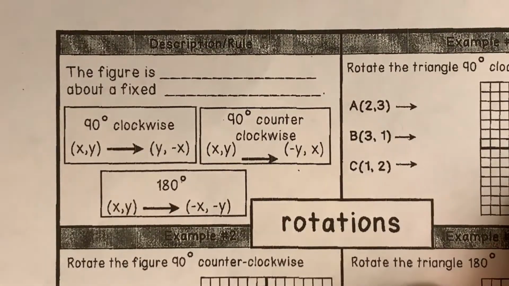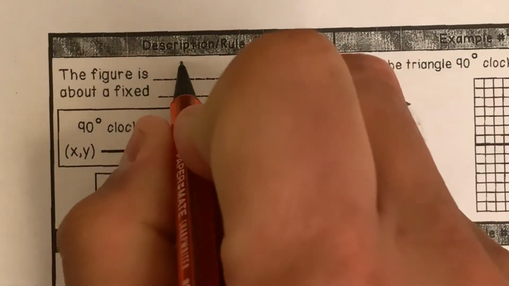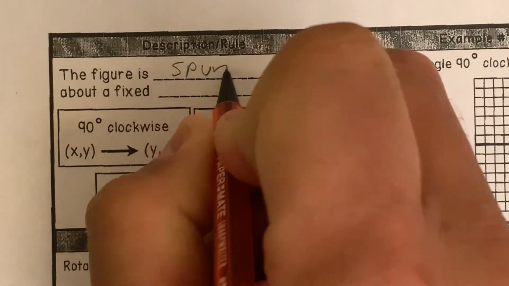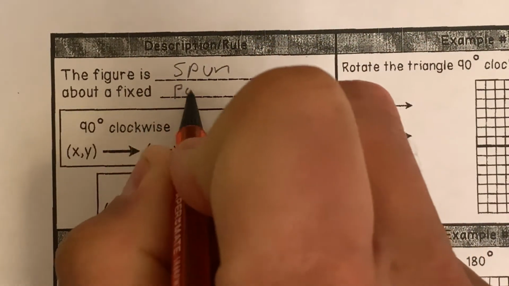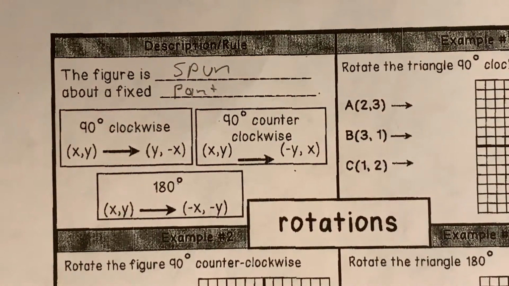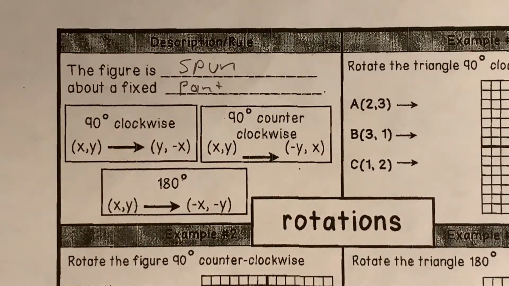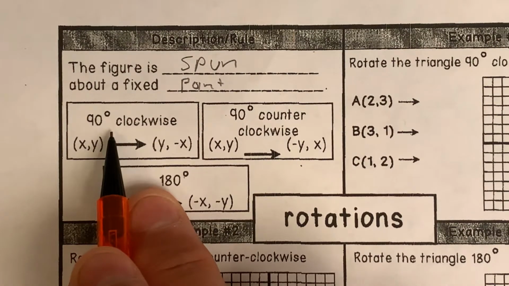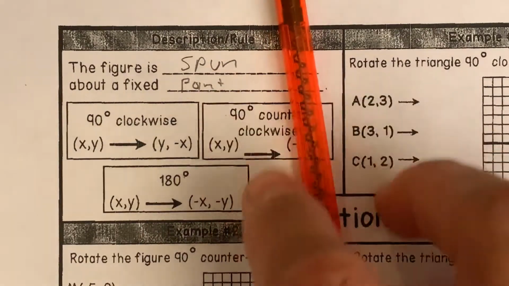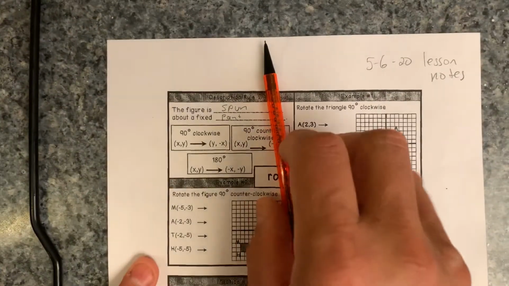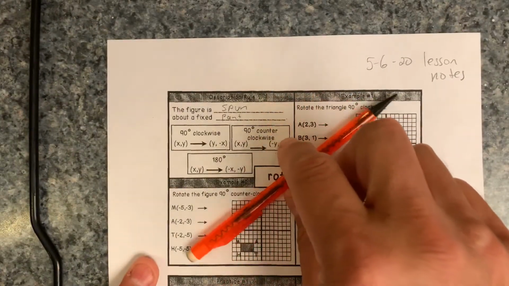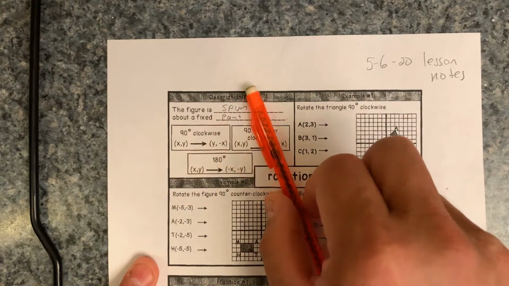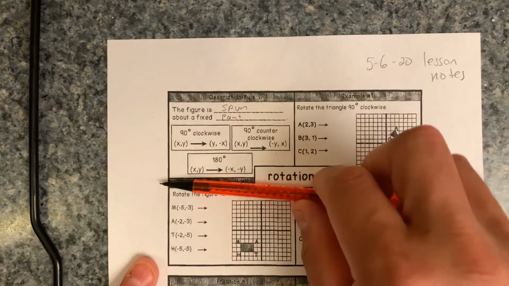So it's going to be rotations, or when a figure is spun, I like to say spun, around a fixed point. All of our problems will work with spinning around the origin. And there are three ways we'll spin our shape around the origin. The first way is going to be 90 degrees clockwise. Clockwise means it moves like a clock. Clock hands turn this way as time moves on. So that's the way the shape will move. It'll move in this direction, okay?